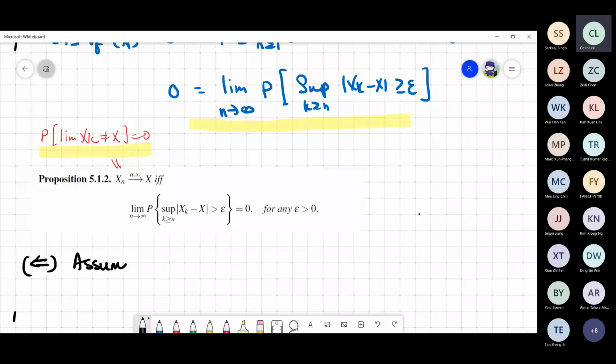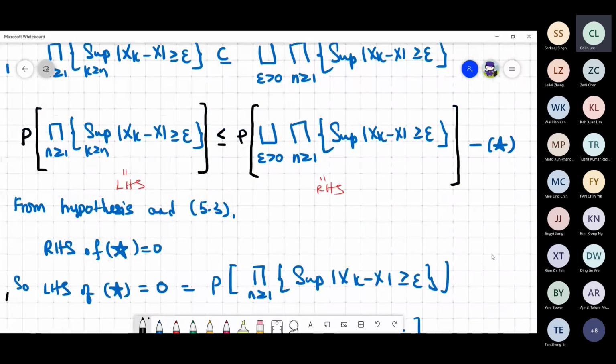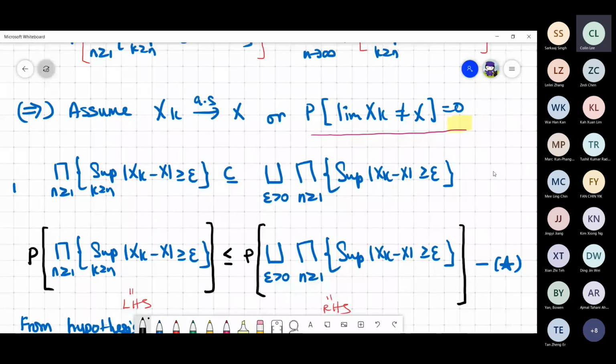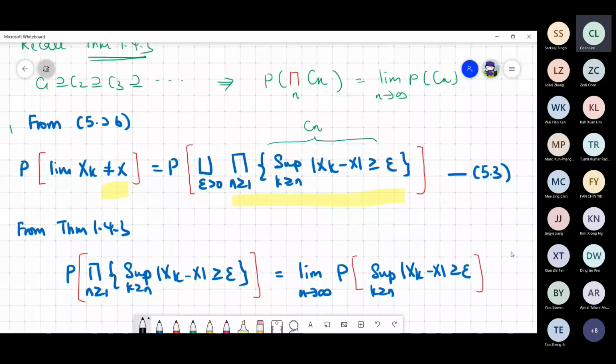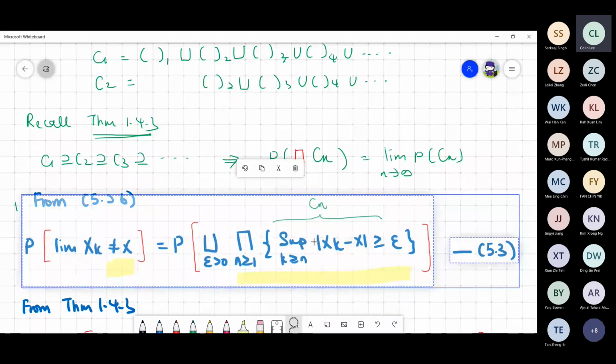We assume the limit as n goes to infinity of P of the supremum of |xk minus x| greater than epsilon is 0 for all epsilon. We assume this is true. So again, we just need to go back to our relationship up there. Where is our relationship? Okay, so this is 5.3. So we come back to our 5.3 here.